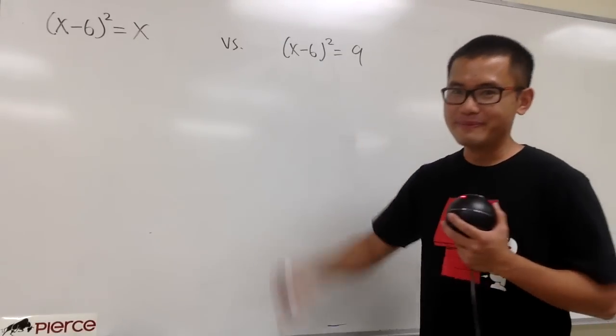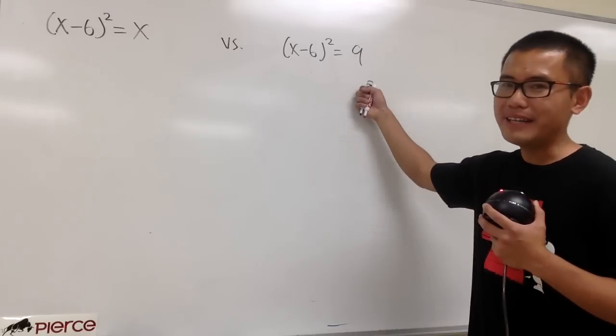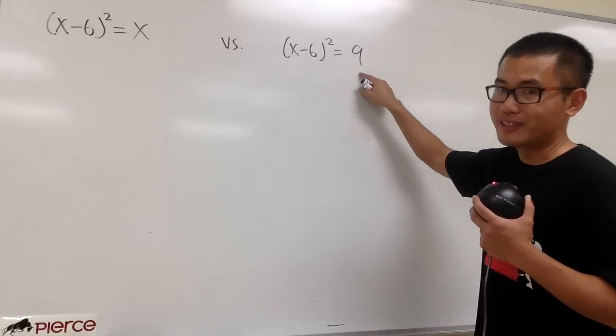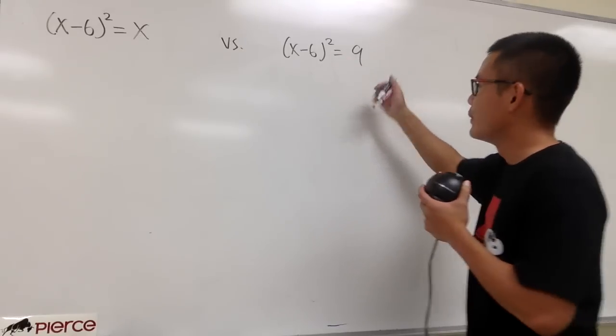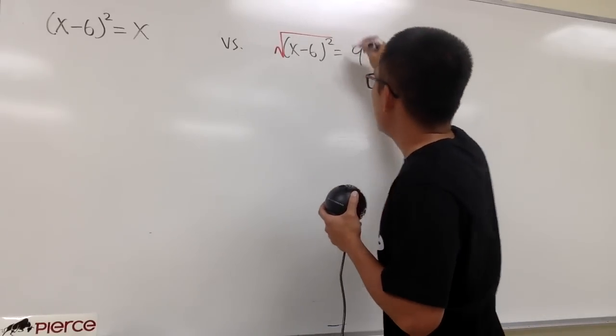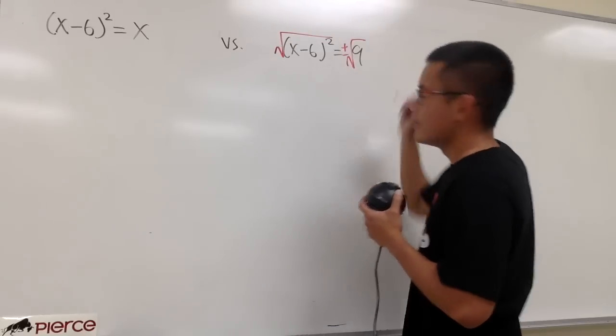Okay, which one is easier? And you should tell me. This one, right? Because we have a number 9 right here only. And you see, we have a perfect square already on the left-hand side. So what can we do? We can just take the square roots on both sides. And don't forget the plus minus, right?